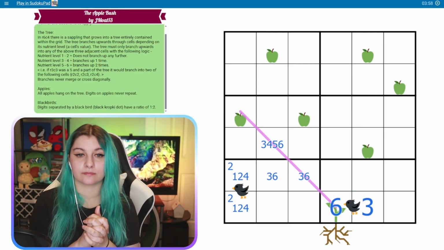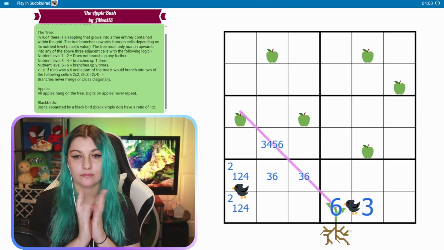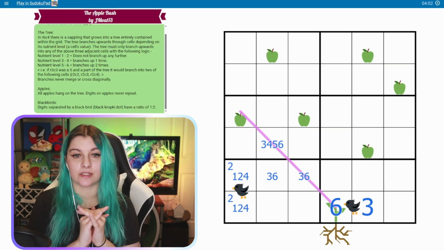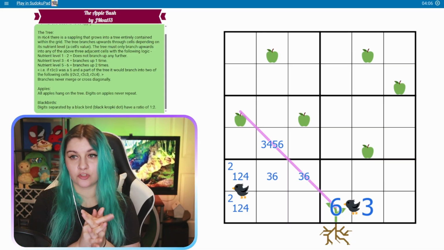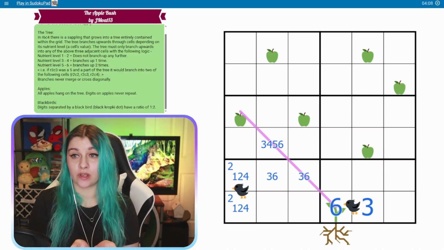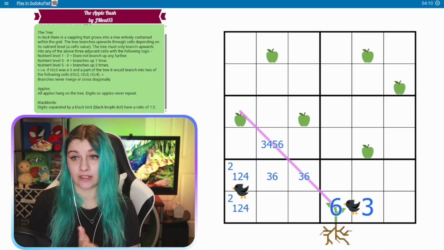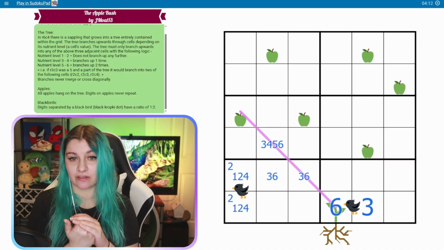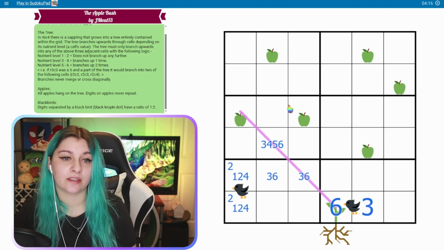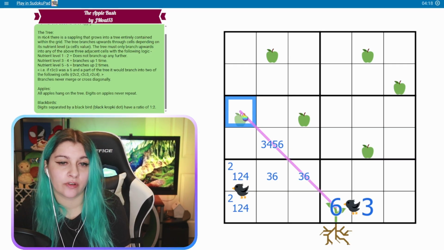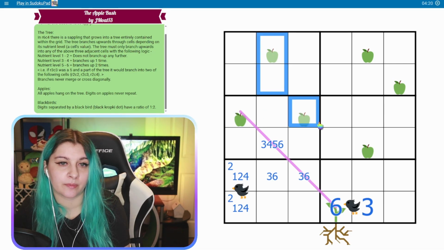Ooh. All of the apples are different. So 2 of the apples are going to have a 1 and a 2. I have to place a 1 and a 2 on an apple and they're not going to branch up any further. I think this could be a 1 or a 2, because I could get to this apple from here. That would be fine.